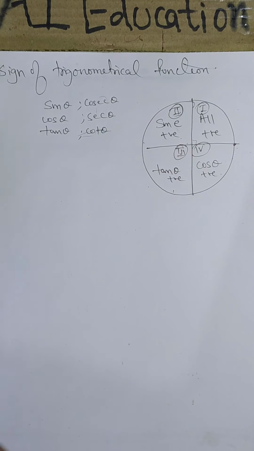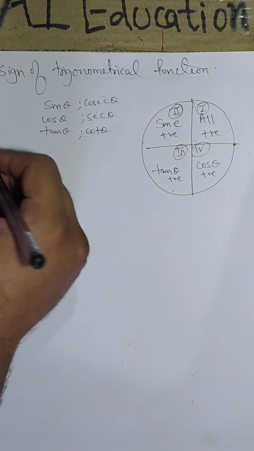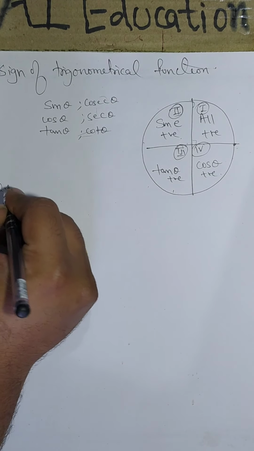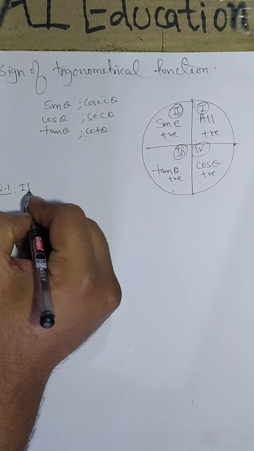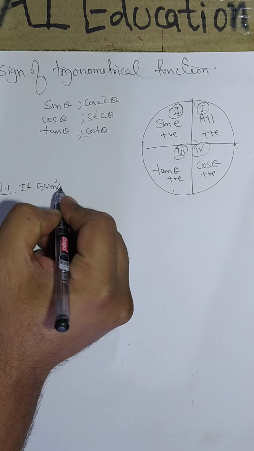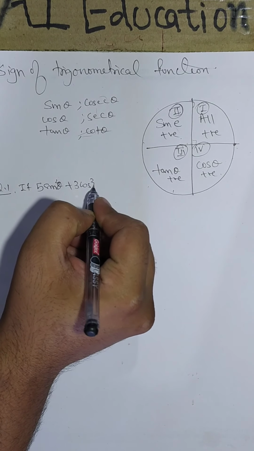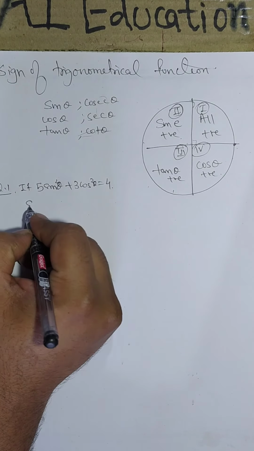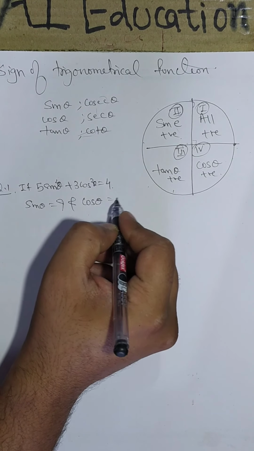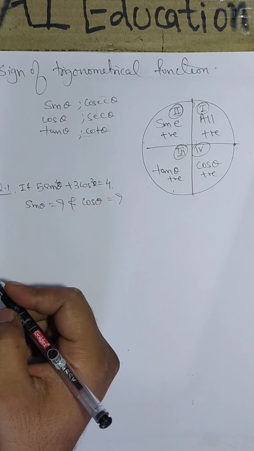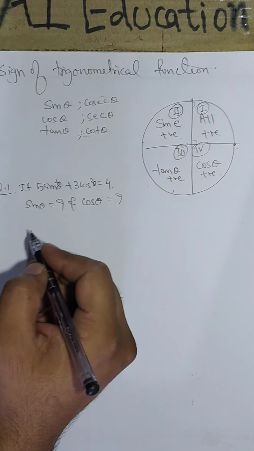Okay, fine. Let us try to solve question one. The first question that I will take is: if 5 sin square theta plus 3 cos square theta is equal to 4, then we have to find the value of sin theta and cos theta. Right? How do we do it?